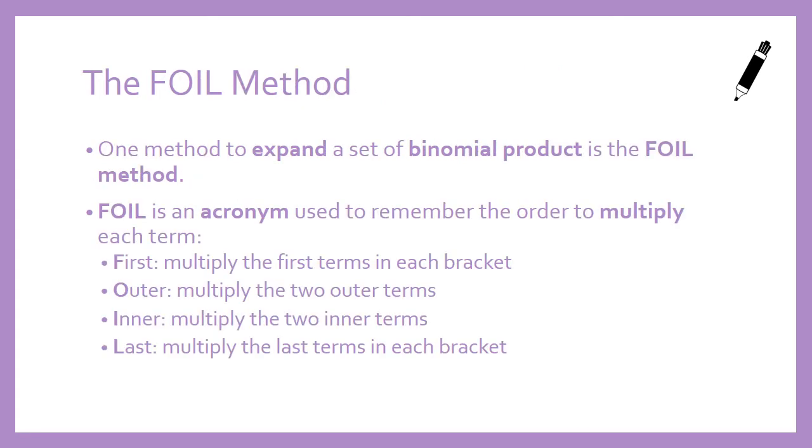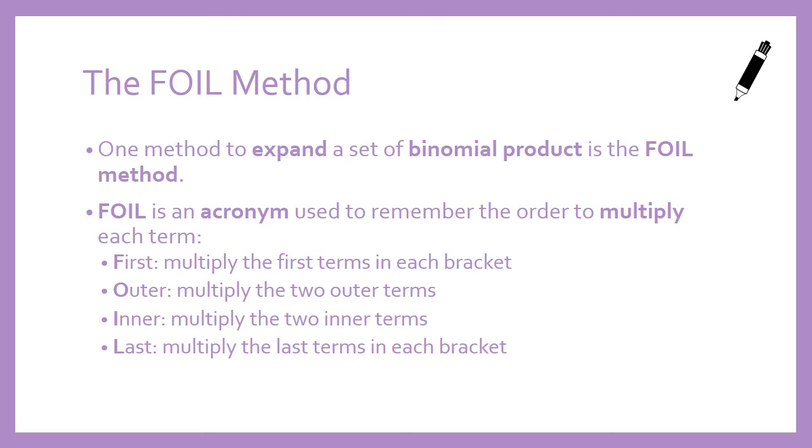So one method to expand a set of binomial products is the FOIL method. A binomial product is 2 brackets multiplying together where they both have the same variable. Like in the previous slides, you want to go back and have a look at what a binomial product is. It'll be just there.